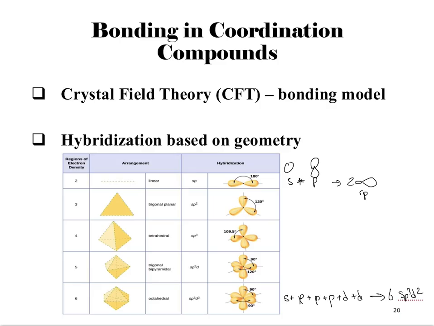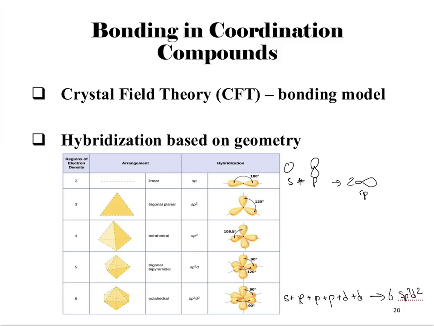Once we get to more complicated molecules, like our coordination compounds, we start hybridizing the d orbitals with the s and the p orbitals. So if we hybridize 2 d orbitals, 3 p orbitals, and 1 s orbital, that's like saying s plus p plus p plus p plus d plus d. That gives our hybrid sp3d2 orbitals, which explains something like an octahedral shape.